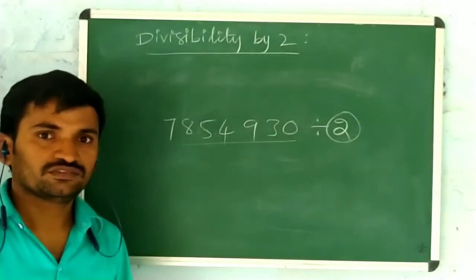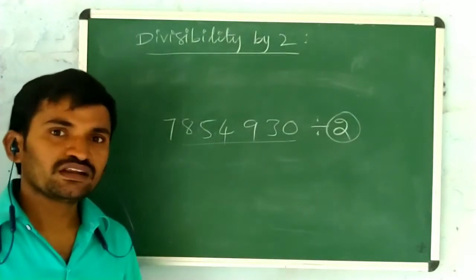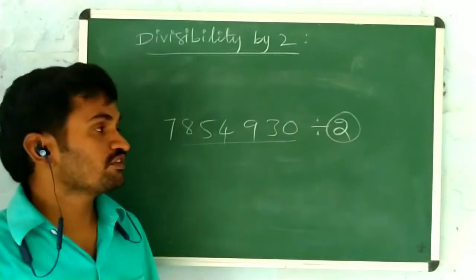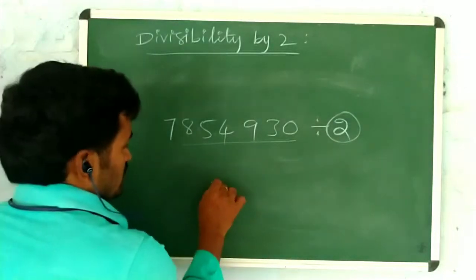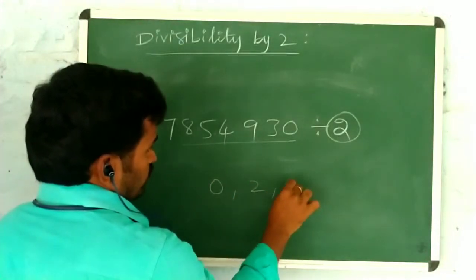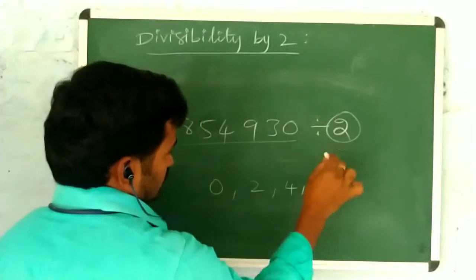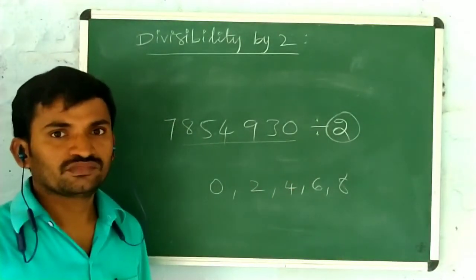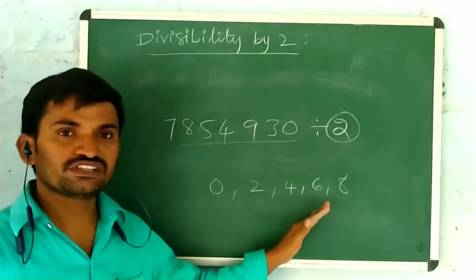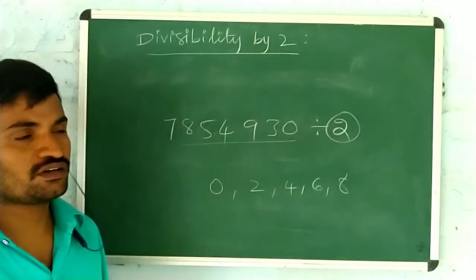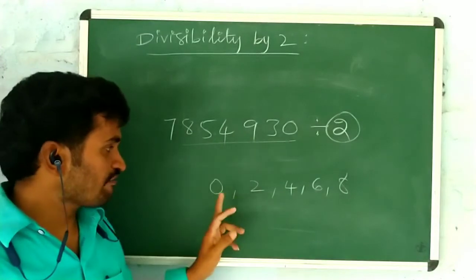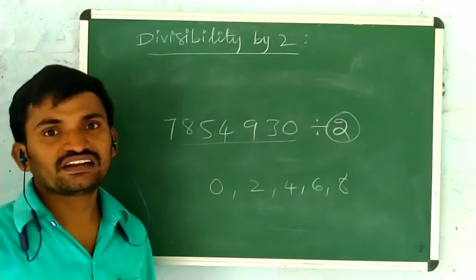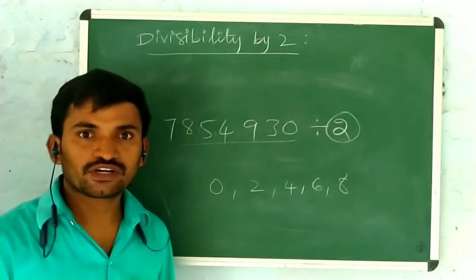Whatever numbers you take, observe the ones place digit, whether it is 0 or 2 or 4 or 6 or 8. Any one digit from these digits is there or not? We have to check. If the given number has these digits in ones place, then we can say directly the given number is divisible by 2.